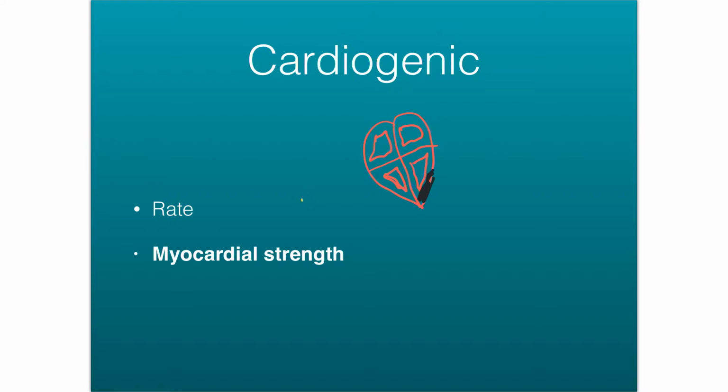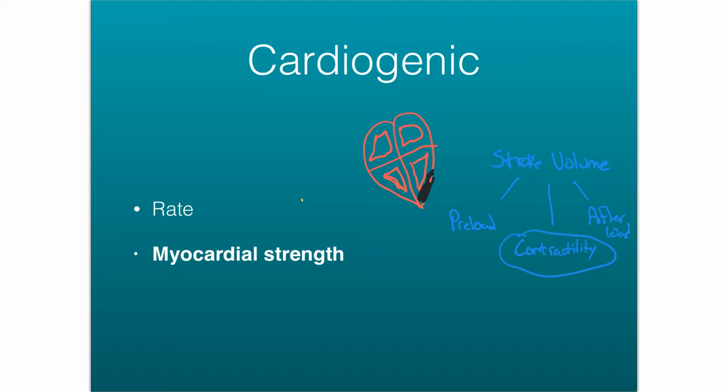So if we remember, stroke volume was dependent on 3 things. The preload, which is the amount of blood coming back, and that's actually a problem with hemorrhagic and non-hemorrhagic shock. Hypovolemic shock, we reduce our preload. We also have a problem with contractility, which is what we're dealing with here, the myocardial strength. And then we also have a problem with afterload. So right now we're dealing with the contractility part of it.